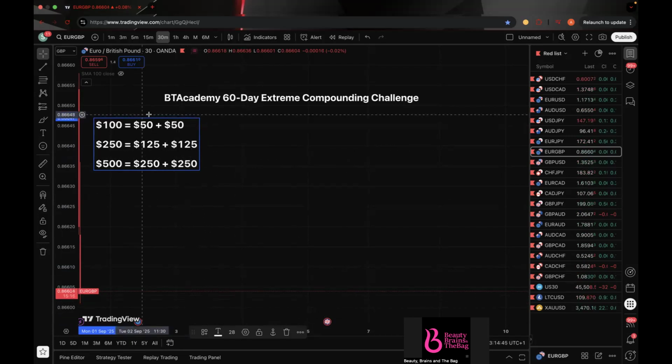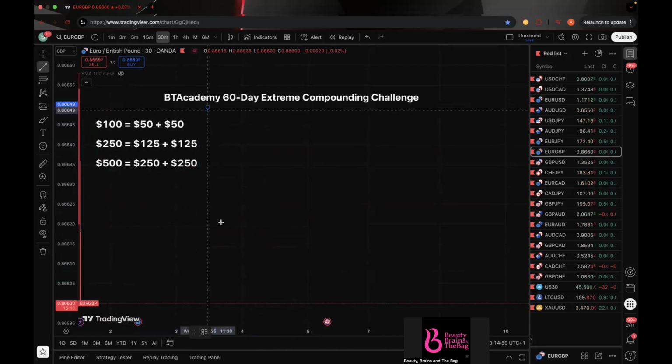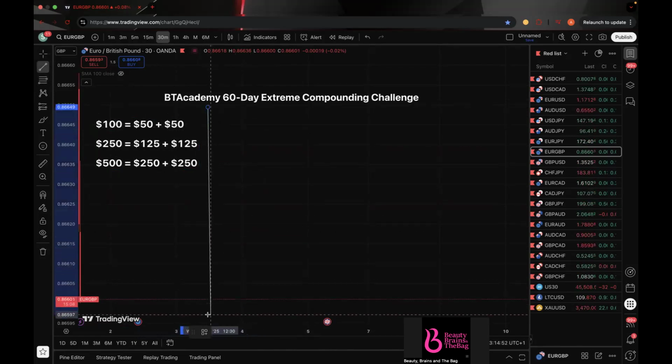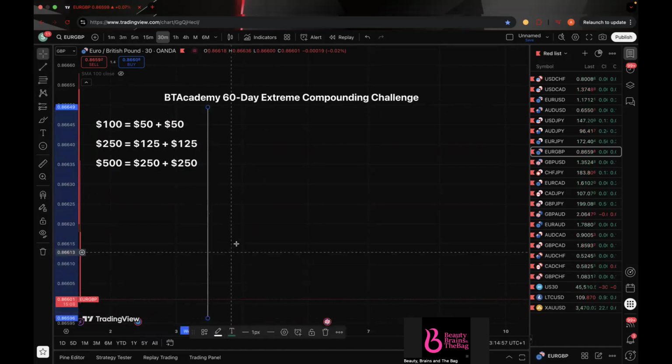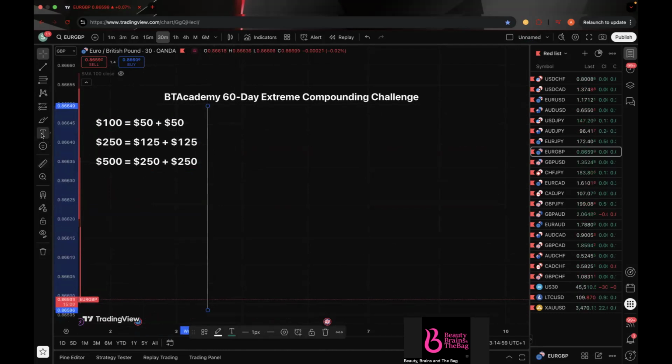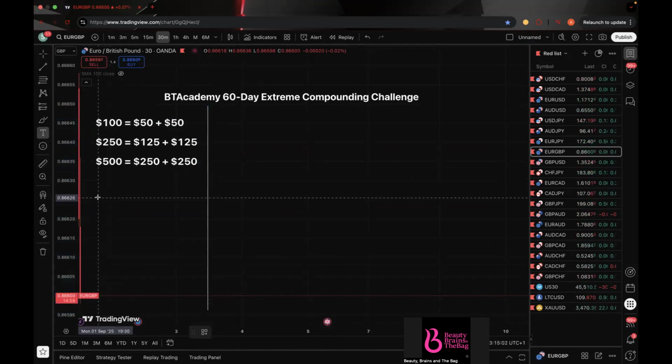So we're going to start with the $100 account. This is how we plan to actually achieve it. Now, the previous challenge we did, we risked 5% per trade, and we were able to make an average profit of 45% per month. So we risked 5% per trade and we made an average of 45% over the duration of 2 trading months. Now, for this particular challenge, we want to risk 10%.